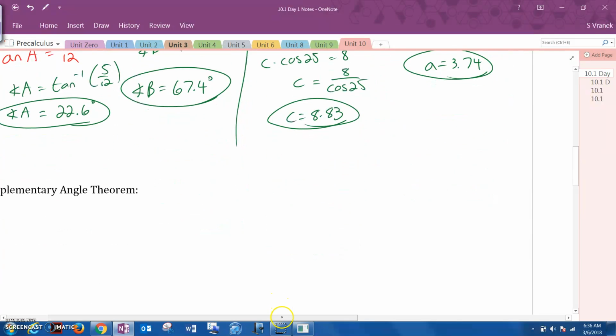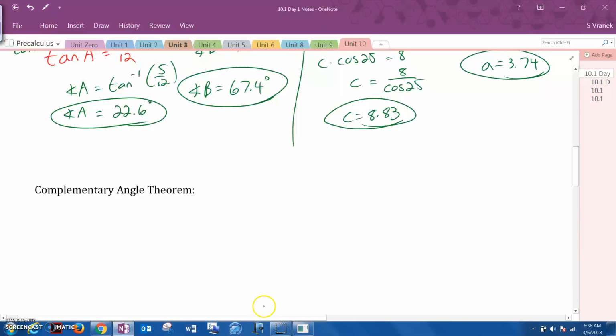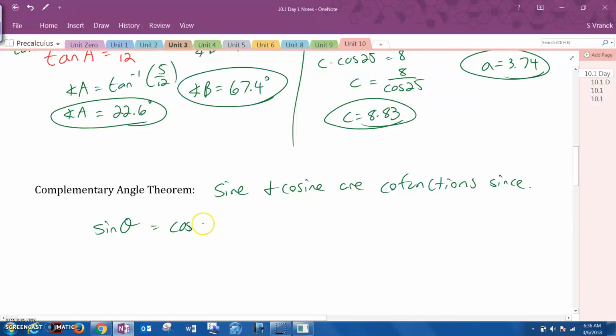Alright, so the complementary angle theorem is basically saying what cofunctions are. Sine and cosine are cofunctions since the sine of an angle equals the cosine of 90 minus the angle. That's why it's also called the complementary angle theorem, because remember, complementary angles add to 90. So the sine of 20 is the same thing as the cosine of 70.